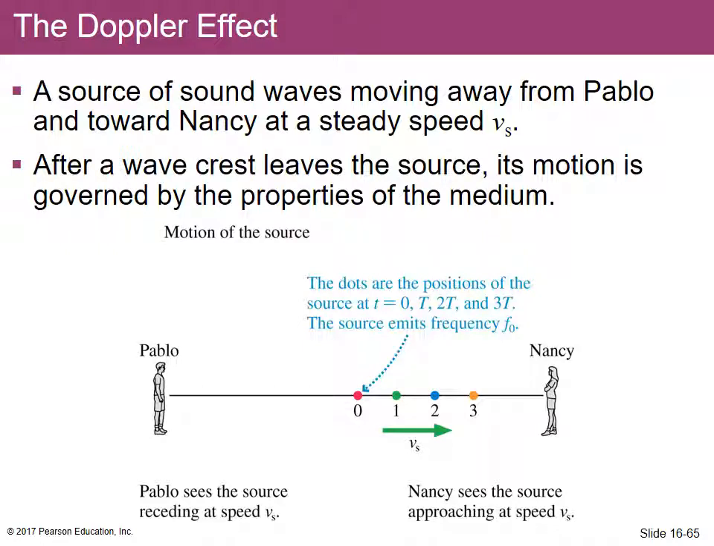The Doppler effect is the change in frequency or wavelength of a wave for an observer who is moving relative to the wave source. It is named after Christian Doppler, who described the phenomenon in 1842. Here we see the source approaching Nancy at speed v sub s. It is receding from Pablo at the same speed. After a wave crest leaves a source, its motion is governed by the properties of the medium. The source could disappear and the sound would not change.